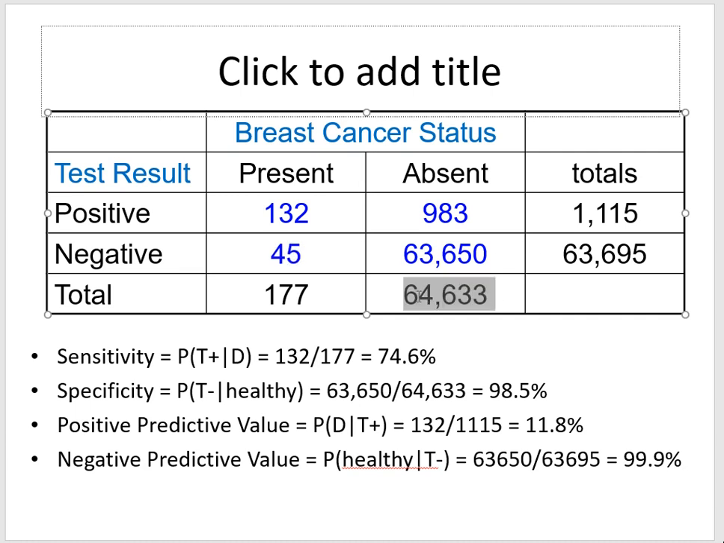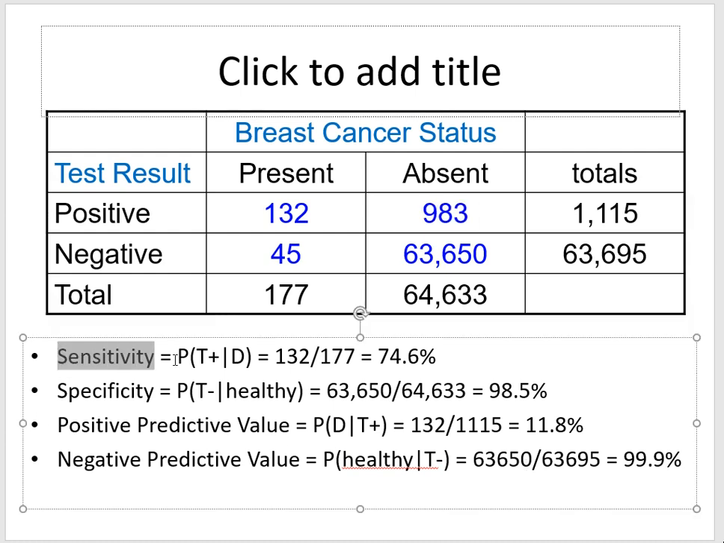Out of the 64,633, the majority, 63,650, are going to test negative, and those will be the true negative. However, 983 are going to test positive, and these are going to be the false positive.